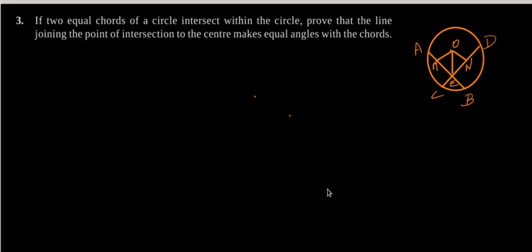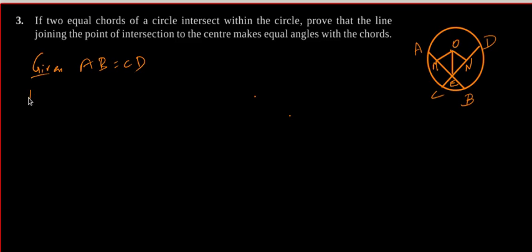Next question. If two equal chords of a circle intersect within the circle, prove that the line joining the point of intersection to the center makes equal angles with the chord. What is given? Two equal chords, AB equal to CD, is given. Two chords are intersecting at E.